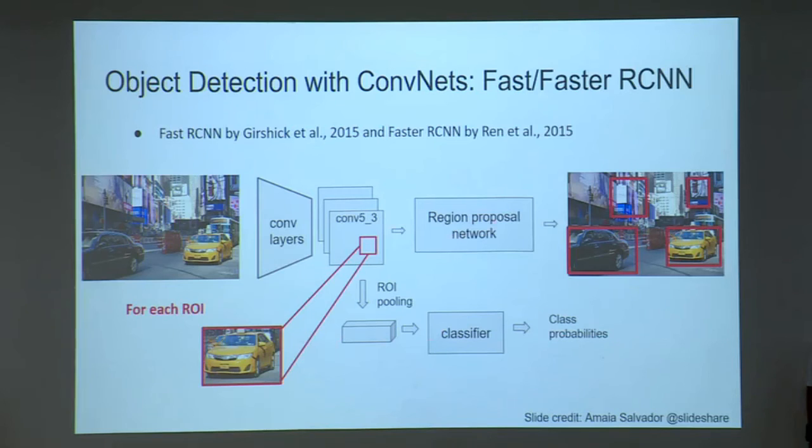So basically, there are two steps. One is the region proposal, which is finding bounding boxes. And the other is, once you have the bounding box, you want to classify it. This part is classification, which we have already seen. So this region proposal network is the new thing.